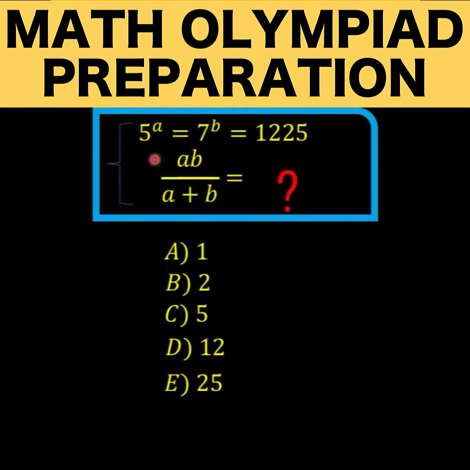We are given here 5 raised to a equals 7 raised to b equals 1,225. What is the value of ab over a plus b? And here are our options. A is 1, B is 2, C is 5, D is 12, and E is 25. You can pause the video and see if you can solve this Math Olympiad question.